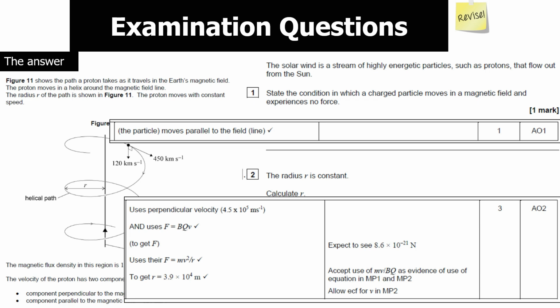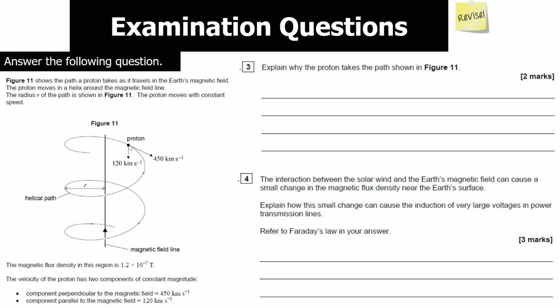We've got the mass, we've got the force, we've got the speed, so we can work out the radius of the orbit to be 3.9 times 10 to the 4 meters. The next question says, explain why the proton takes the path as shown in figure 11.